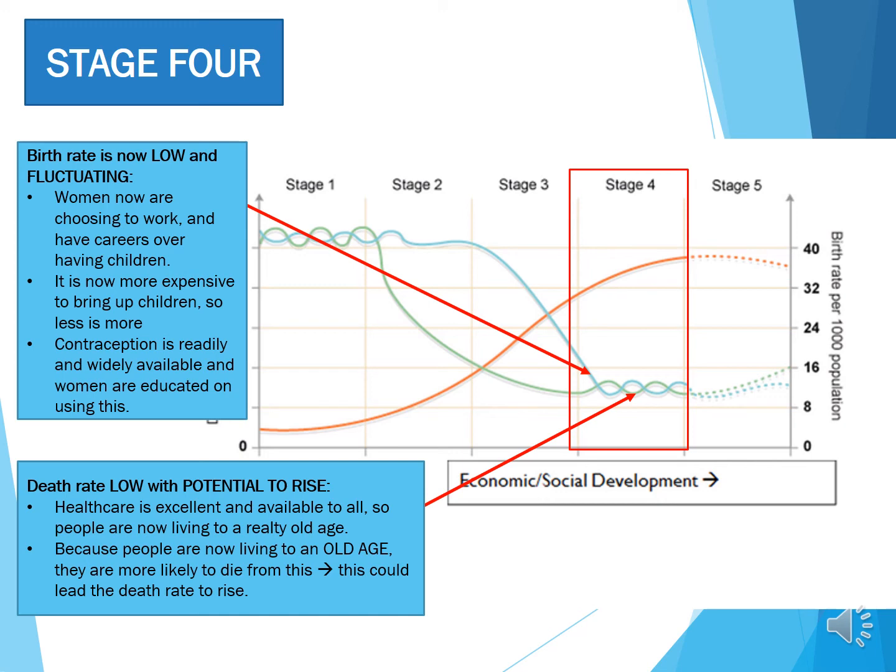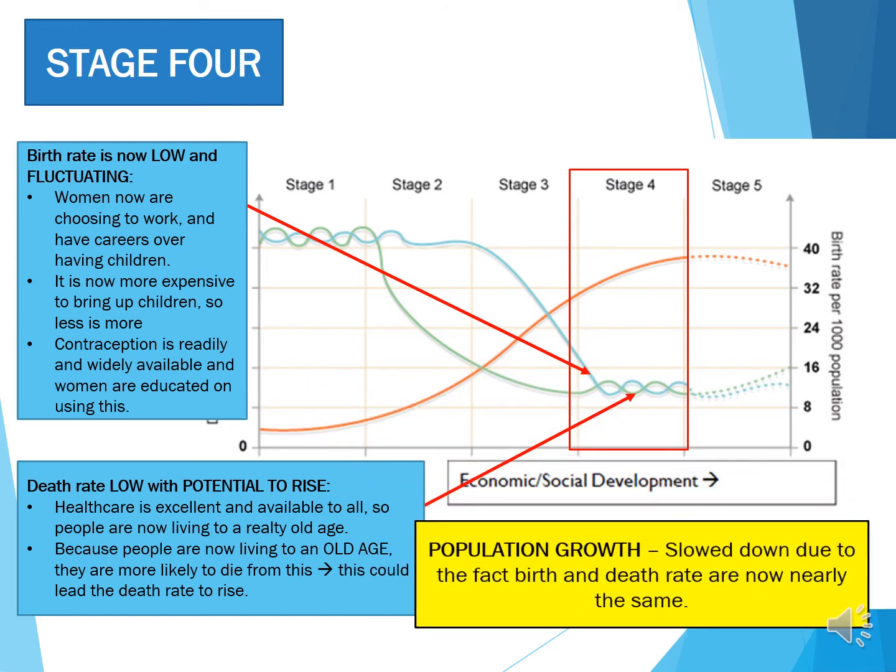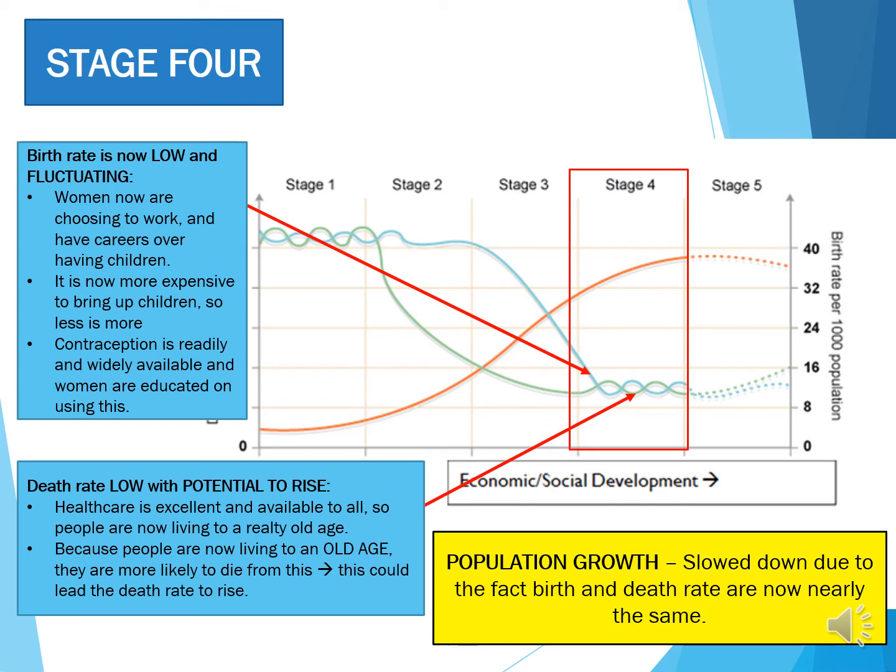However, because people are now living to these older ages, they are now more likely to die from old age, which would potentially lead the death rate to rise. This is not too much of a problem as long as birth rate stays above death rate, which means that there will still be more babies being born who would go on to work in the future and make money for the old people. You can see that population growth has now slowed right down due to the fact that birth rate and death rate are now nearly the same.